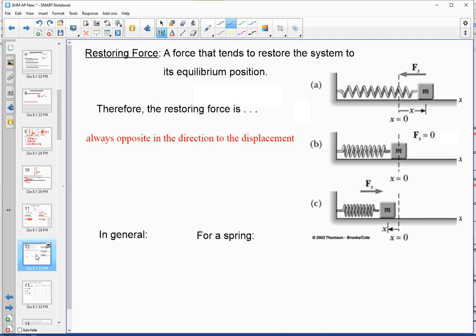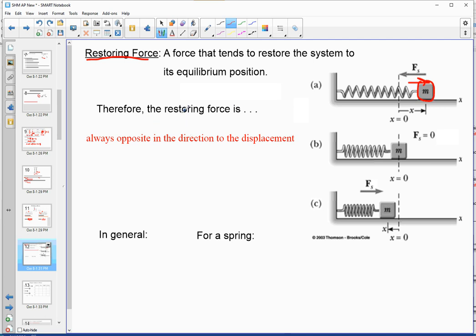All right, so simple harmonic motion is the type of motion that occurs. We have to have a restoring force in order for there to be oscillatory motion. So when you move a pendulum off to the right, gravity wants to pull it back to the left. When you take a mass and pull it to the right, the spring force wants to pull it back to the left. That's known as the restoring force. It's going to be the force that tends to restore the system back to its equilibrium position.